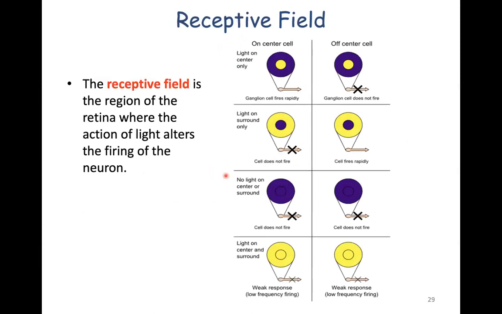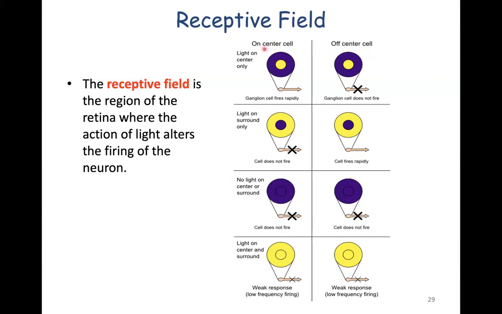All right, finally, we have reached the receptive field. The receptive field is a region of the retina where the action of light is altered depending on where the light falls. Wherever the light falls, that changes the firing of the neuron. So remember how we mentioned there's on-center, off-surrounding ganglion cells, and then there's off-center, on-surrounding ganglion cells. So we're going to break that down right now.